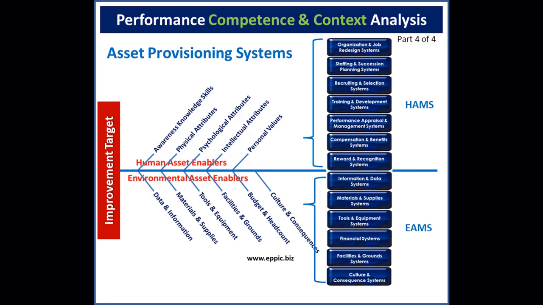We need to see where we're going to make the fixes, because you don't make the fixes about poor data at the process you're looking at. The data comes from someplace. So what is provisioning the data? What's provisioning the materials and supplies, the tools and equipment, the facilities and grounds, the financials and headcount that you're given, and the culture and consequence?